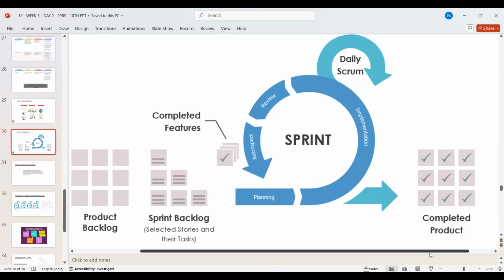And then the sprint planning starts, followed by the sprint implementation and the daily scrum, which is nothing but our daily scrum meetings or daily stand-ups. Followed by that, we have the sprint review, wherein we demonstrate the work to the external stakeholders. And then finally, the sprint retrospective, which is reflecting on the sprint and identifying areas for improvement. Finally, that leads us to build the completed product.